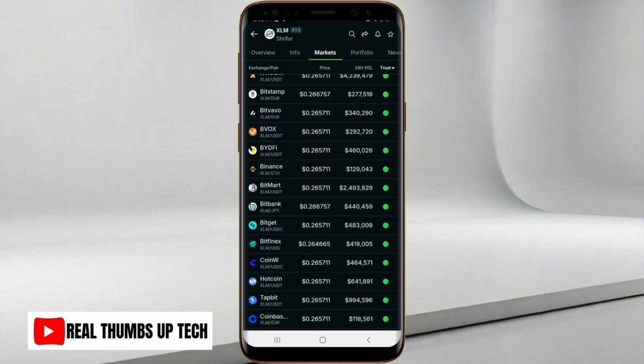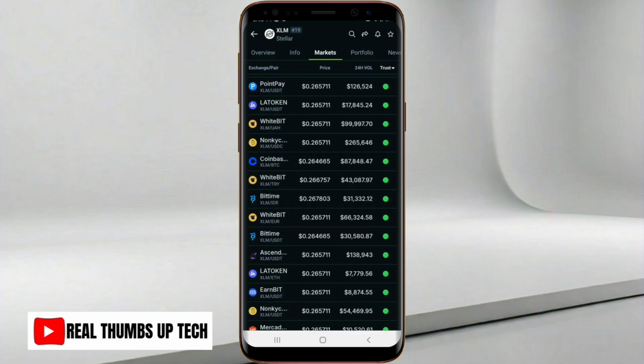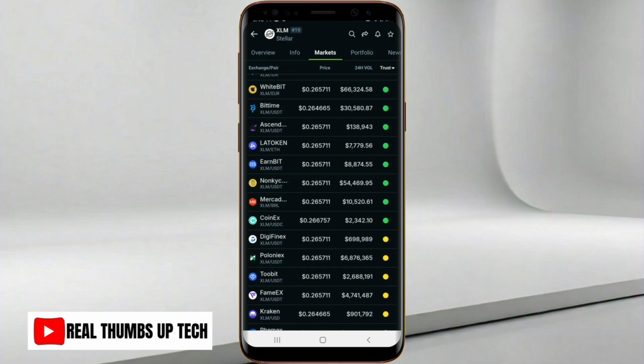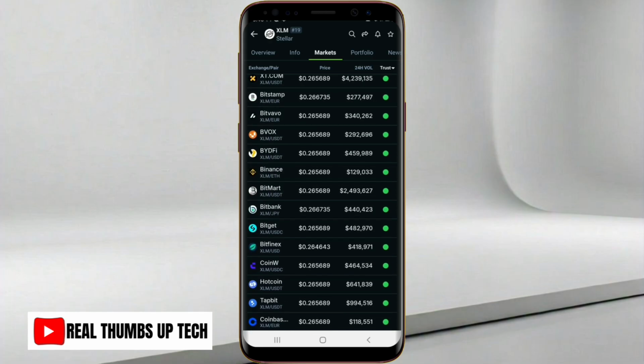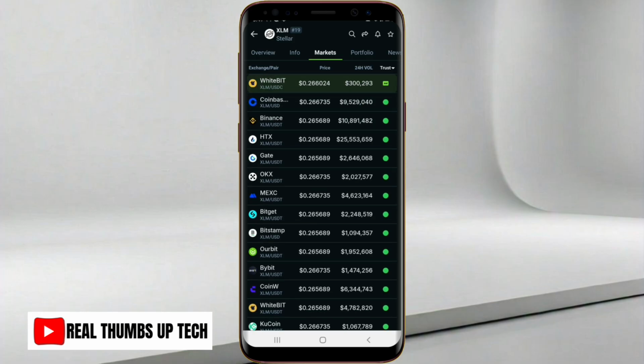So you scroll down to look for other exchanges that may be selling higher or lower. From there you can now make your decision. And we're looking for them under the trust score with green. So from here, we've seen that on Binance, it is a bit lower compared to Mexc. Binance sells 0.265689 and Mexc sells around 0.266735. That means you can easily buy XLM on Binance and sell on Mexc for a profit.